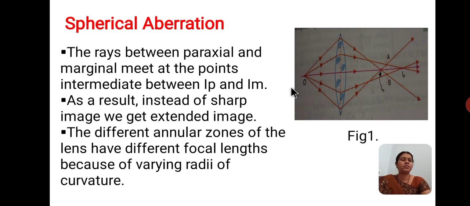Here I will show now. The distance between IP and IM, we call this the longitudinal spherical aberration. Spherical aberration is again classified into two types. Longitudinal spherical aberration, and another name for the longitudinal spherical aberration is axial spherical aberration.